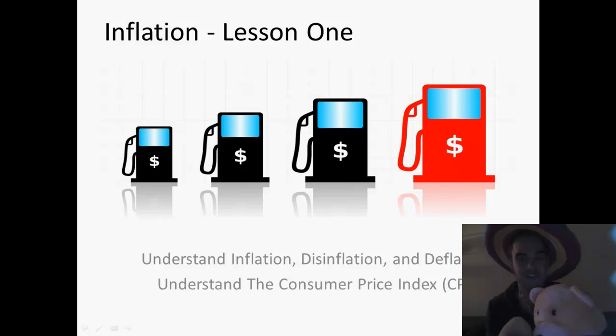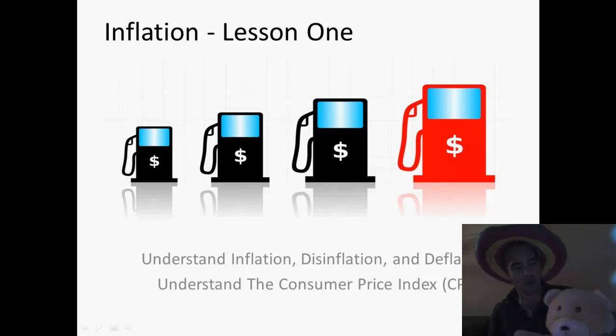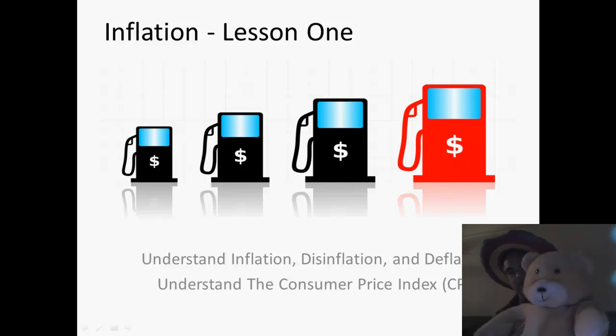So, inflation lesson 1, you're with Mr. Pietkiewicz or BroSir and the world famous economist, Mr. Teddy, going for the Nobel Peace Prize. So make sure you vote for him, please.